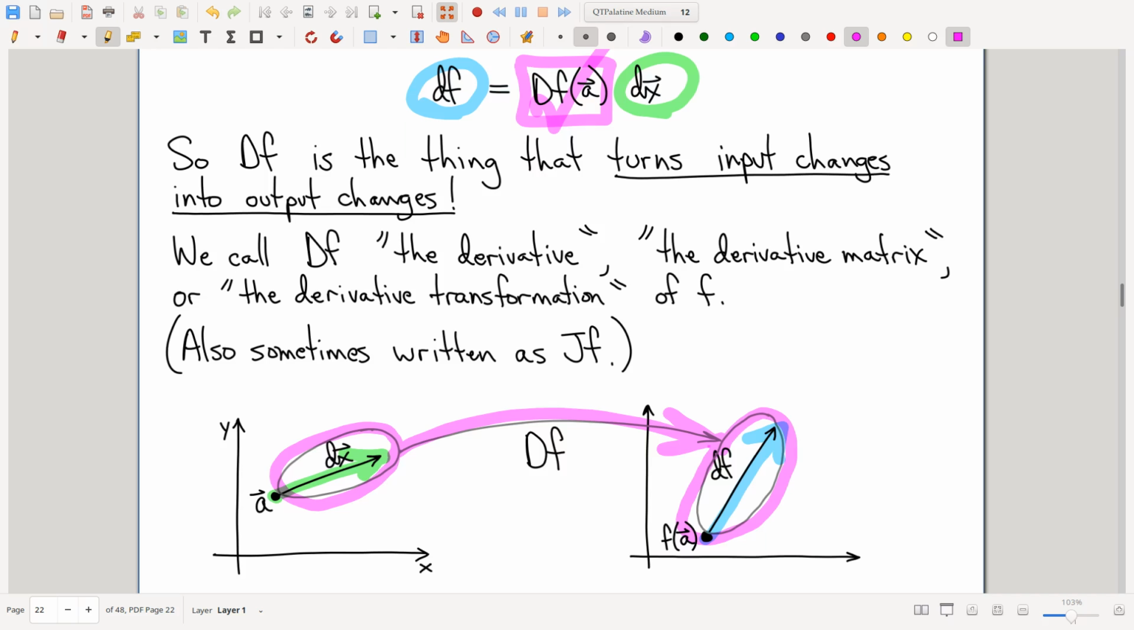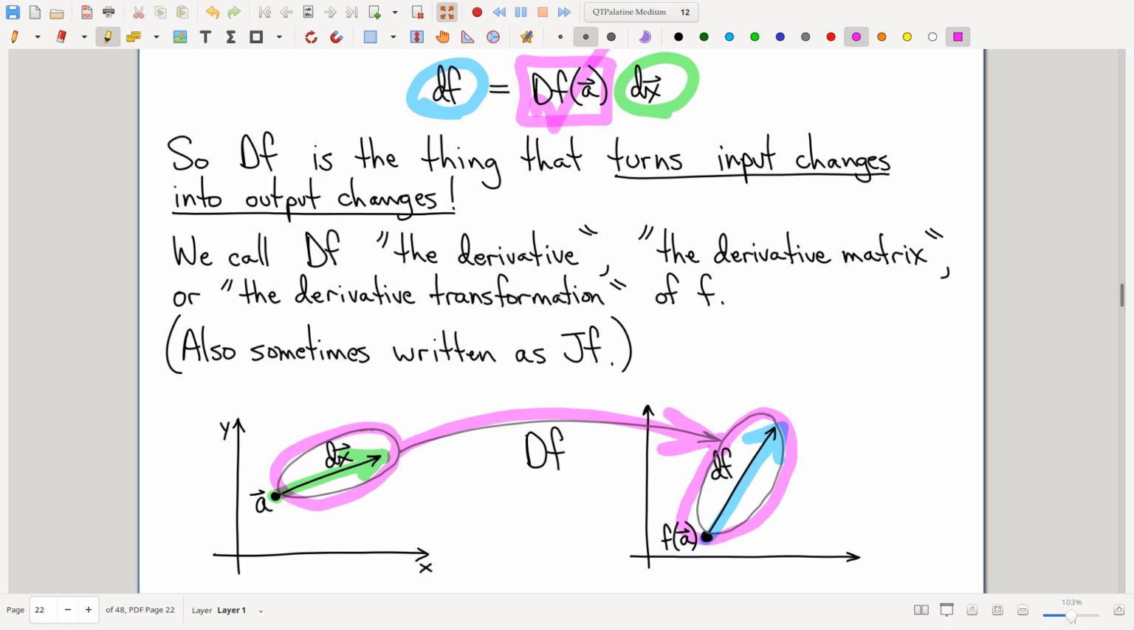The very first multivariable class that I took, the instructor was a JF kind of guy, and so I grew up calling this matrix JF. There are situations where you want to distinguish between the matrix and the transformation that it represents, in which case it's convenient to use J to represent the matrix and D to represent the resulting transformation. We're not going to worry about that, and for whatever reason, this is a DF kind of book, so that's why I'm doing it.